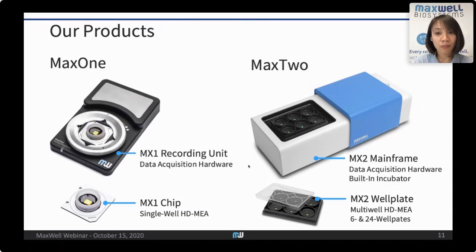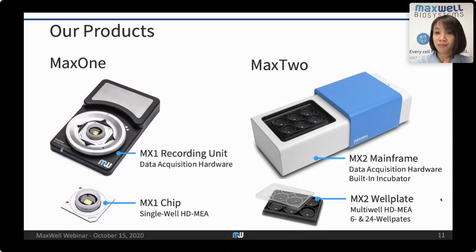So what are our products? We have MaxOne, which is our single-well microelectrode array, and MaxTwo, which is the multi-well version. And we have 6 and 24 well plates. The mainframe for MaxTwo is also a built-in incubator, so you can do your experiments outside of the incubator.